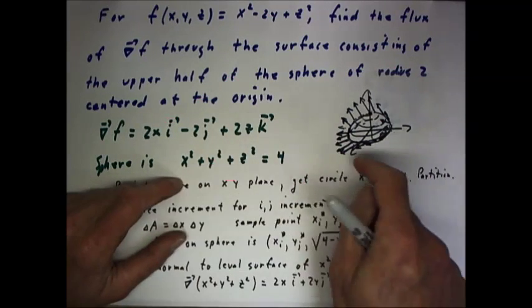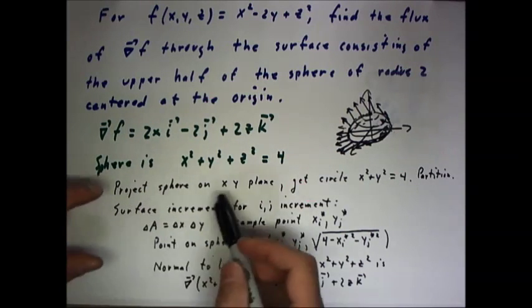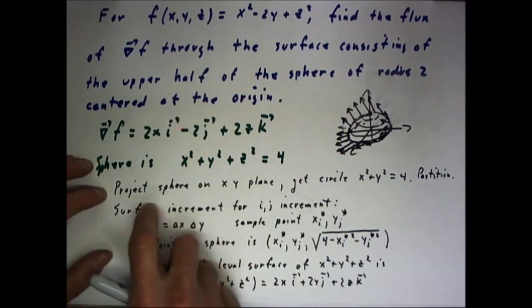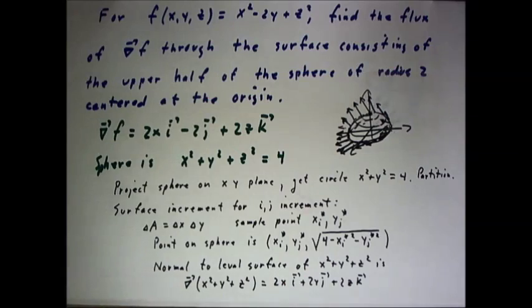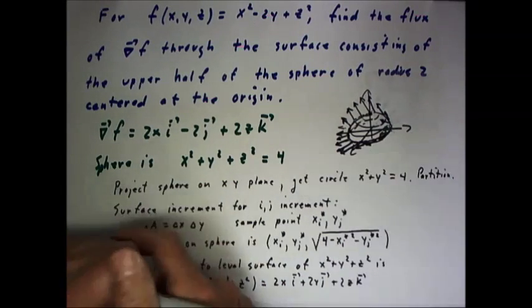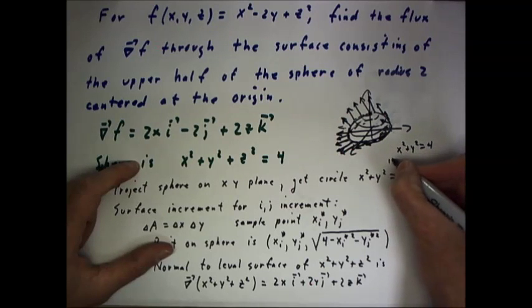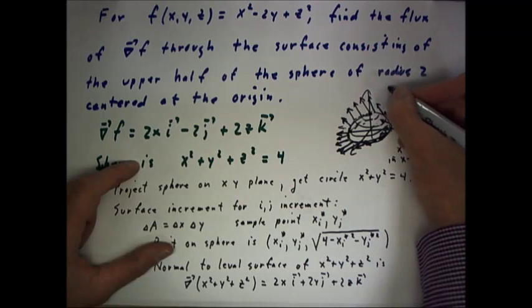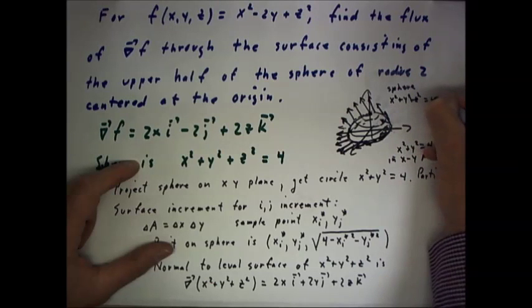Okay, our sphere is x squared plus y squared plus z squared equals 4. We're just doing the hemisphere. We'll take care of that when we set up the inequalities to describe the region. We project this sphere onto the xy plane. We get the circle x squared plus y squared equals 4. And of course that's the circle in the xy plane. And the sphere would be x squared plus y squared plus z squared equals 4.